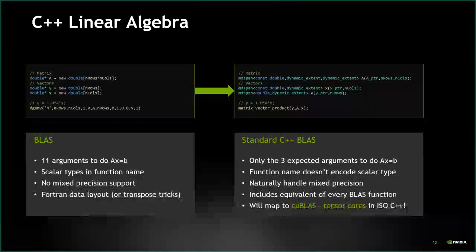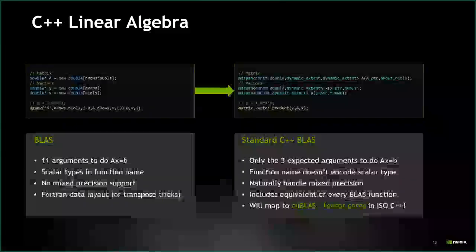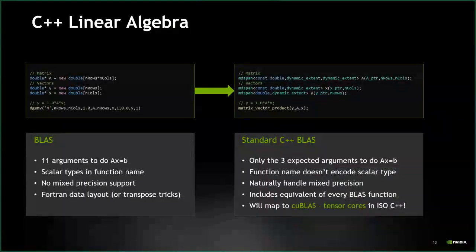The function name does not encode the scalar type. So the same API can very flexibly and naturally handle mixed precision, which is increasingly important not only in other application areas like AI, but also in HPC. It includes the equivalent of every BLAS function. And then in terms of specific features for accelerated computing, we'll map this in the back end of our toolchain to our vendor-optimized libraries, cuBLAS, which means not only do you get GPU acceleration, but you get tensor core access in ISO C++.